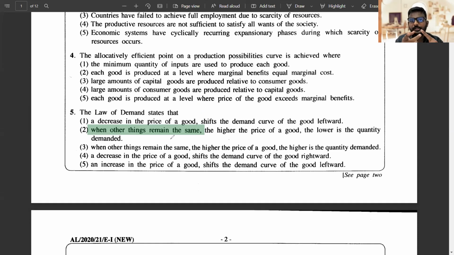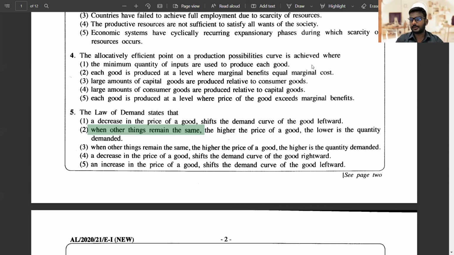Price of related goods, consumers' income, consumers' preference, taste, number of buyers in the market, right? Future expectation of the price, and there can be other factors also. So they are the other factors. Those are the other things which are remaining constant.